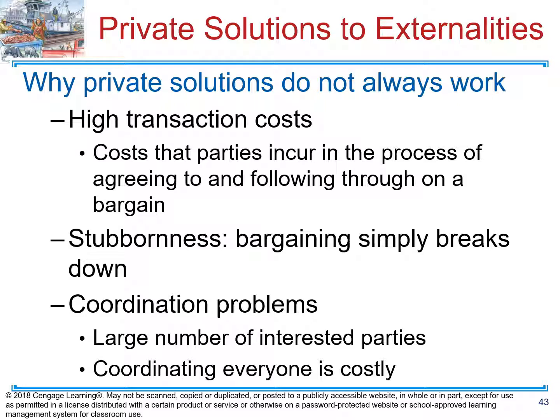Private solutions do not always work. There are high transaction costs, costs that parties incur in the process of agreeing to and following through on a bargain. There is stubbornness, where bargaining simply breaks down. There are coordination problems: with a large number of interested parties, coordinating everyone is costly.